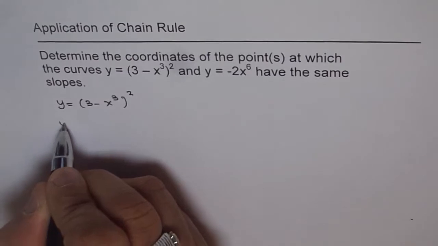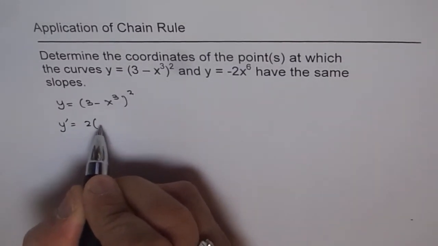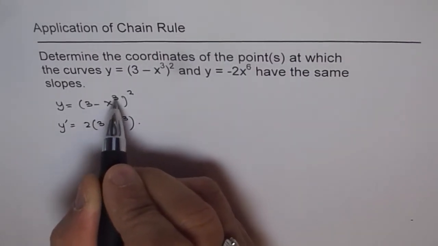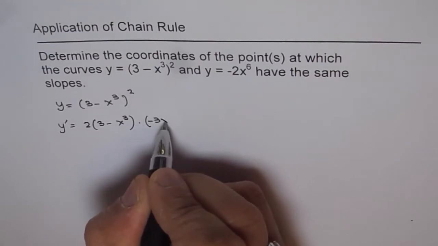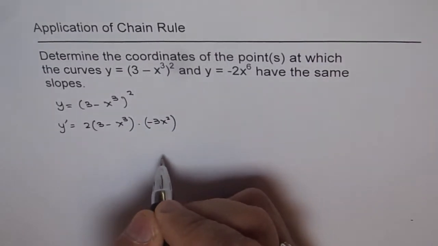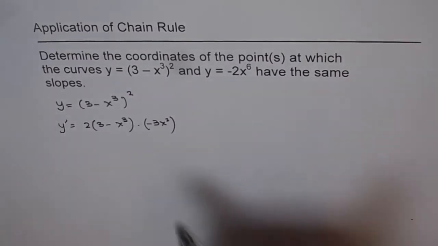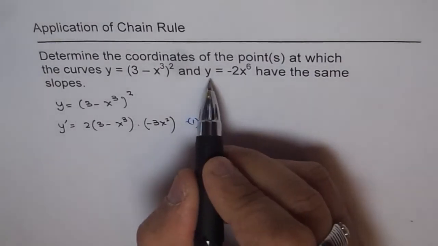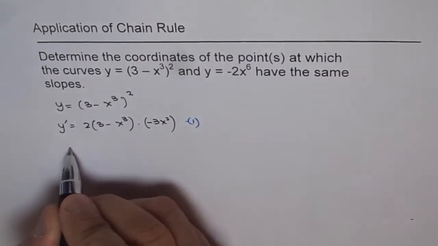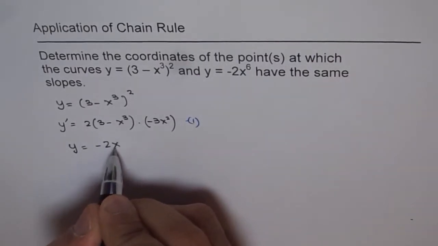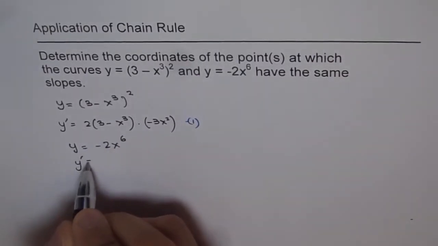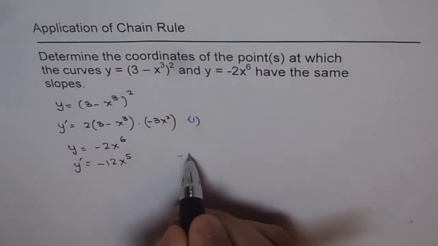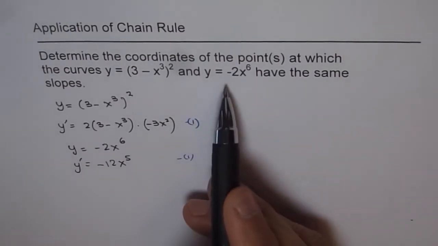So what is y dash? y dash is 2 times (3 minus x cubed) times the derivative of minus x cubed, which is minus 3x squared, right? That's the chain rule. Now that's the derivative, and we'll call this equation 1. Now for the second curve, y equals minus 2x to the power of 6, let's find the derivative. So y dash is minus 12x to the power of 5. So that's the slope at any given point on equation number 2, right?